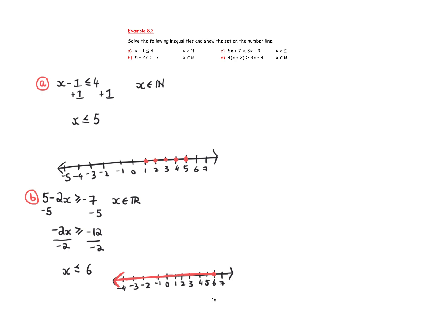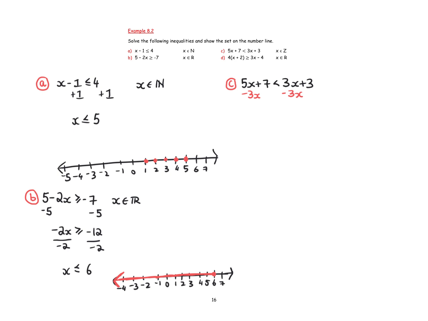C is 5x plus 7 is less than 3x plus 3. Again, this is just a linear equation. It's a little bit more complicated than the last one because there's more than one x, but we solve it exactly like a linear equation. We just assume that the inequality is an equal sign. I want to figure out what x is, so first of all I'm going to bring all the x's to one side, so I'm going to minus 3x from both sides.